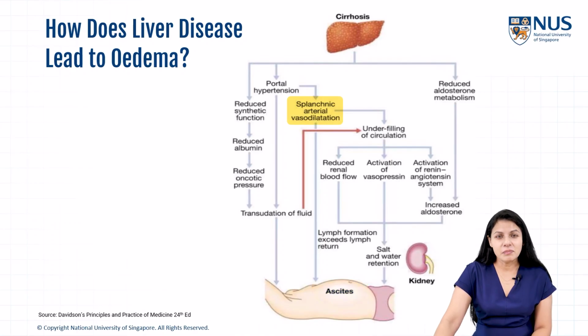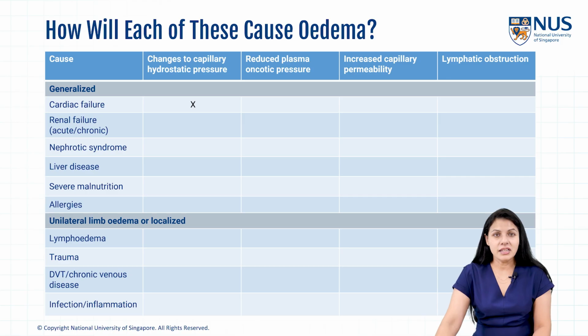Another mechanism that contributes to edema is splanchnic vasodilation. This will result in relative underfilling of the splanchnic circulation, and this will trigger activation of the renin-angiotensin-aldosterone system as well as activation of vasopressin. All these will subsequently result in salt and water retention. Another mechanism that contributes to edema is reduction in aldosterone metabolism, which increases the aldosterone level, further contributing to salt and water retention.